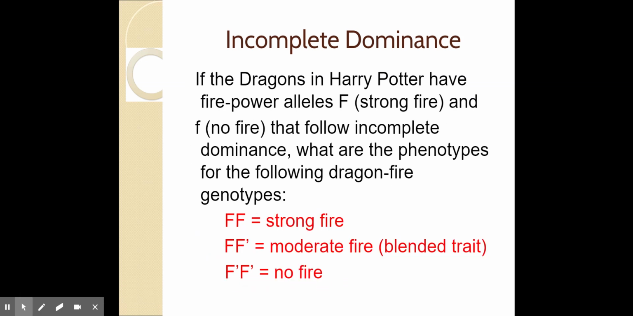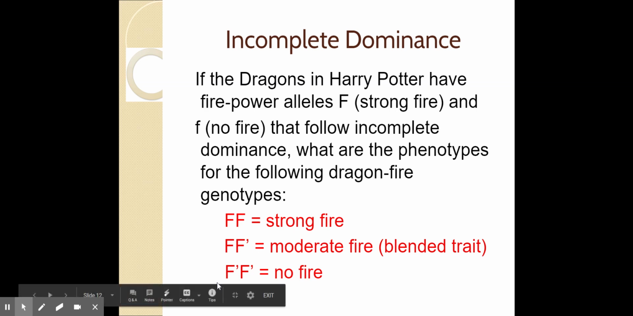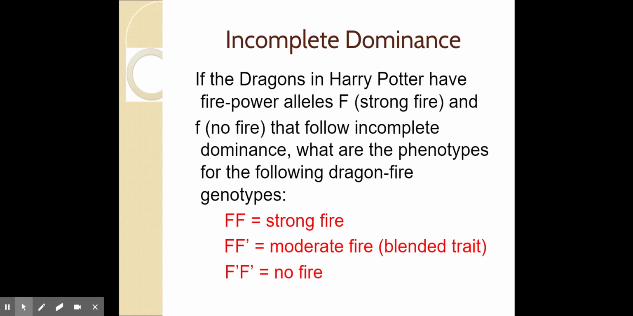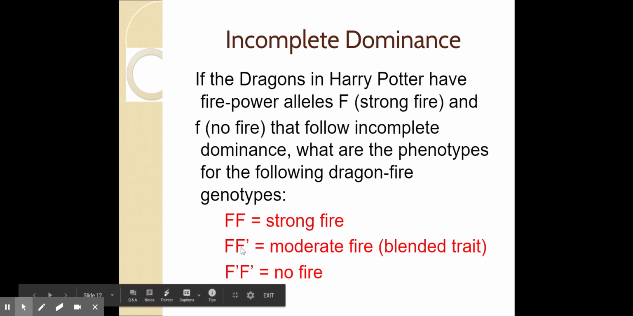All right, so if you have 2 capital Fs, you're going to have strong fire. If you have 2 F primes, you're going to have no fire. If you get one of each, you're kind of like medium fire, moderate fire, however you want to say that. And that's because these two are blending together. Incomplete, they're blending.